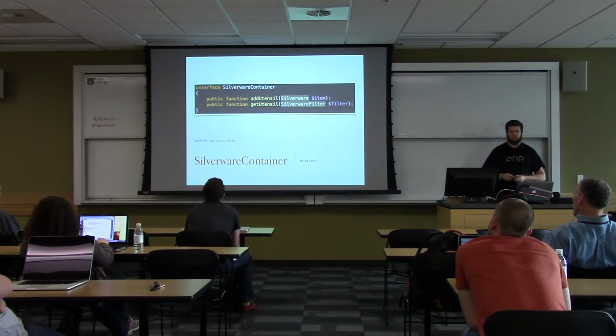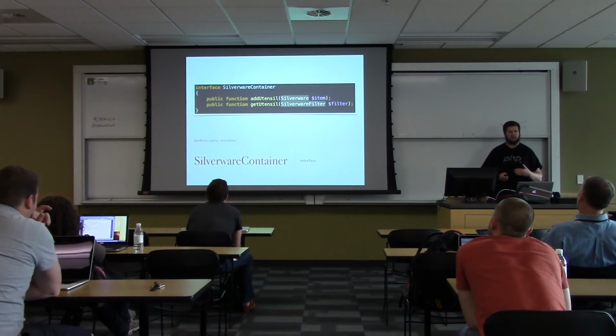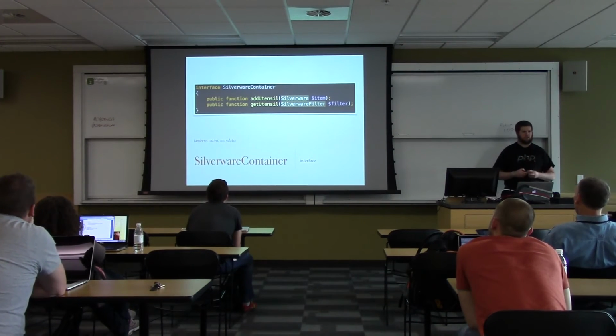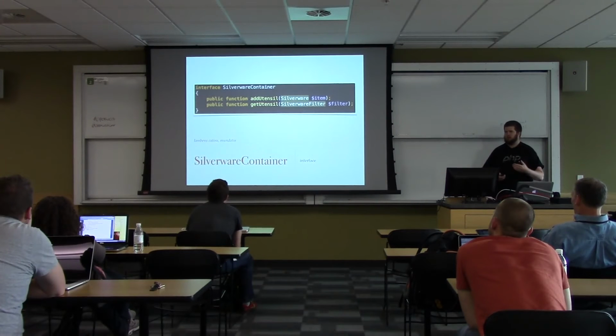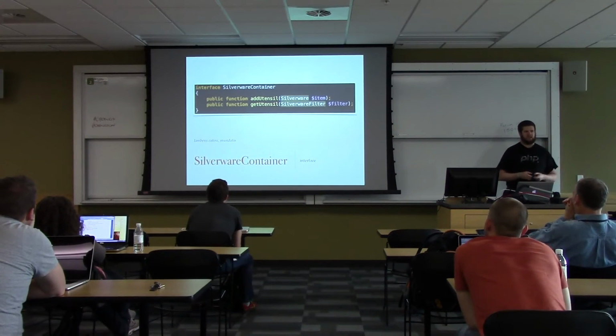Here's what our interface looks like. And it just defines that we have to have an add utensil and a get utensil. As long as we've defined those things, we can call this thing a silverware container. Right? Could be a bucket. It doesn't matter. As long as it has add utensil and get utensil and implements this interface, it can be a silverware container, and we can use it in place of anything that needs a silverware container.